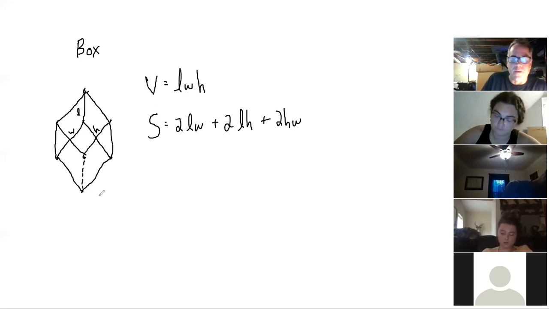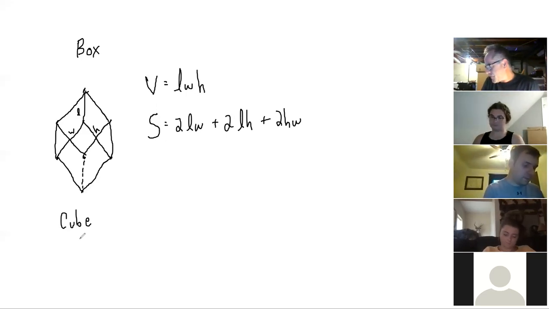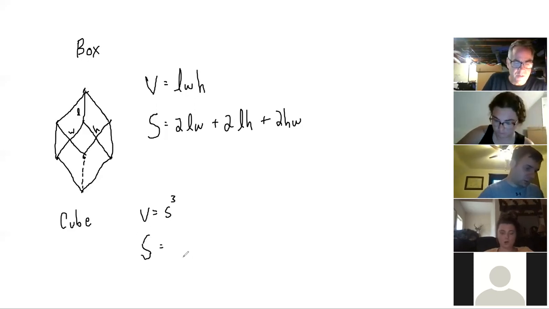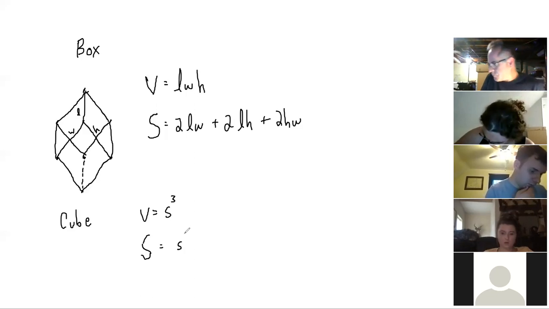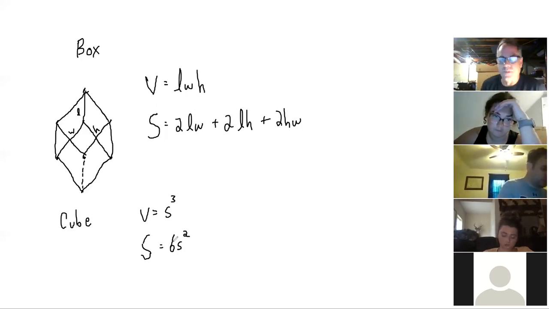Okay, so now if length, width, and height were all the same again, you'd be dealing with a cube, or hexahedron. And the volume would simply be the side length, whatever that is, because they're all going to be the same, to the power 3. And your surface area, length times width, they would all be the same. Of course, you would have just the side length squared, but there would be 6 of those, 6 faces. So 6 times the side length squared.